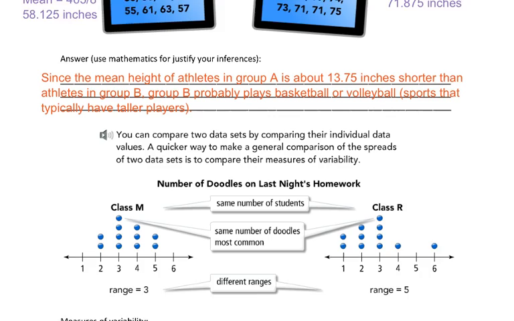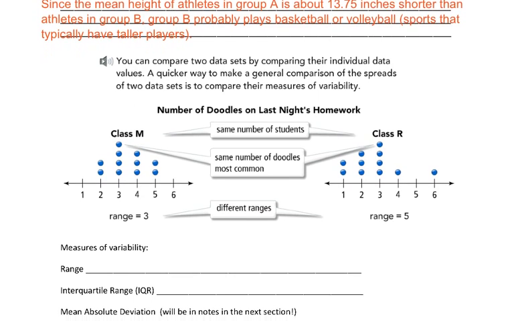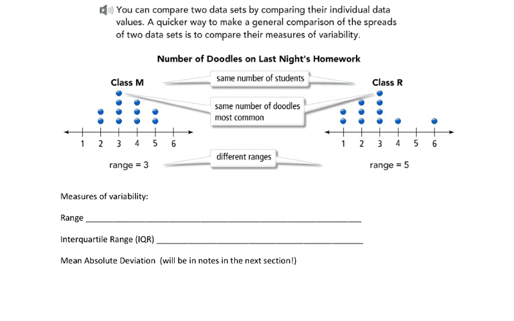Moving on, you can compare two data sets by comparing their individual data values, but a quicker way would be to make a general comparison of the spreads of two data sets using their measures of variability. So if you take a look at the number of doodles on last night's homework from two different classes, the classes have the same number of students and the same number of doodles most common. So remember that the most common number is called the mode. It has nothing to do with the middle number.